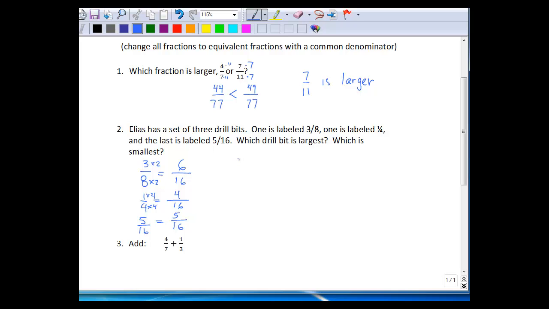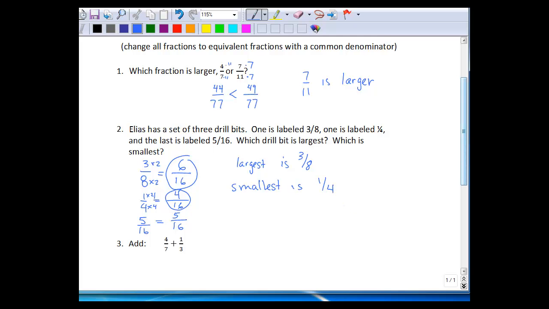So the largest is this one right here, which is 3/8. And the smallest is this one right here, 4/16, which came from 1/4.